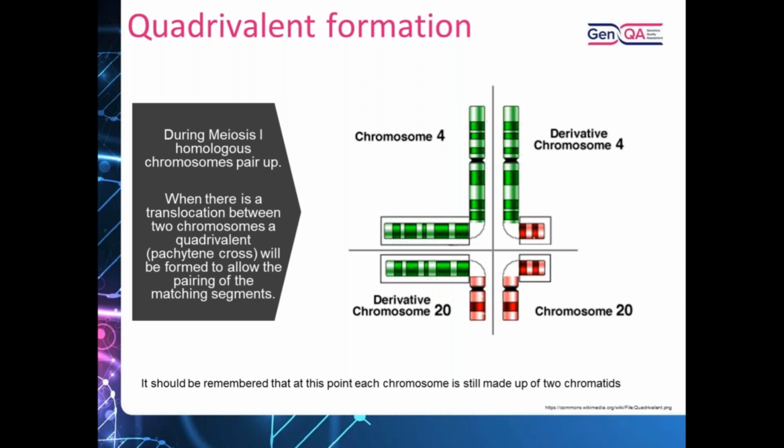The shape of the quadrivalent and whether it will form properly will depend on the size of the translocated segments, and I'll discuss this in a bit more detail later on. This structure is visualized microscopically during the packeting stage of meiosis, when the chromosomes start to shorten and thicken, and therefore sometimes it's referred to as a packeting cross. It should be noted, not shown in the diagram, that at this stage each chromosome is actually still made up of two chromatids.